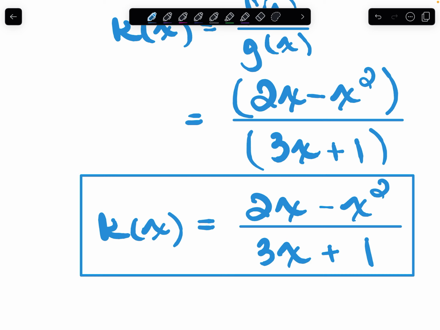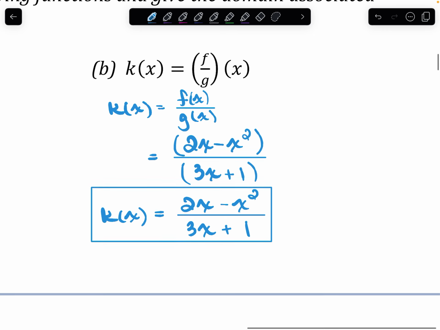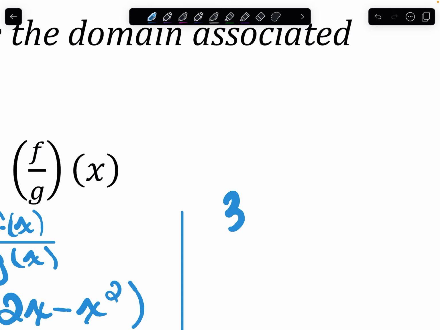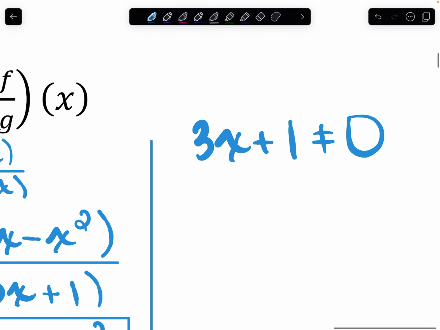So now that we have k, domain. Same three questions: denominator, square roots, logs, every single time. If you look at this function, you have a denominator, which means you may have a problem. My denominator is 3x plus 1. Denominators are not allowed to equal 0, so I pull my denominator in its entirety and say it cannot be 0.